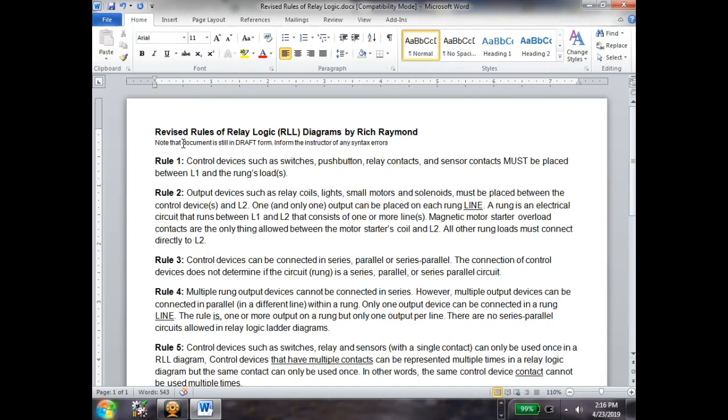Control devices can be connected in series, parallel, or series-parallel. The connection of the control devices does not determine if the circuit is a series, parallel, or series-parallel circuit. We do not have series-parallel circuits in motor controls. You understand that? We have parallel circuits, or we have single load series circuits.